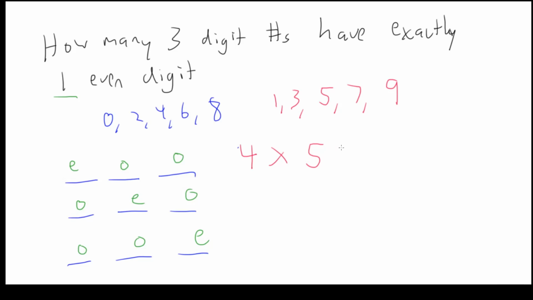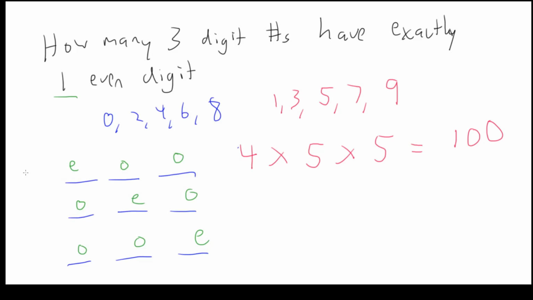And for our last digit, we would also multiply by 5 again to get the total number of ways that you can choose a 3-digit number with an even digit as the first digit. So this would be 4 times 5 times 5, which is 100. So there are 100 ways that you can choose a 3-digit number where the even digit is in the first position. Okay, so let's move on to the second position.